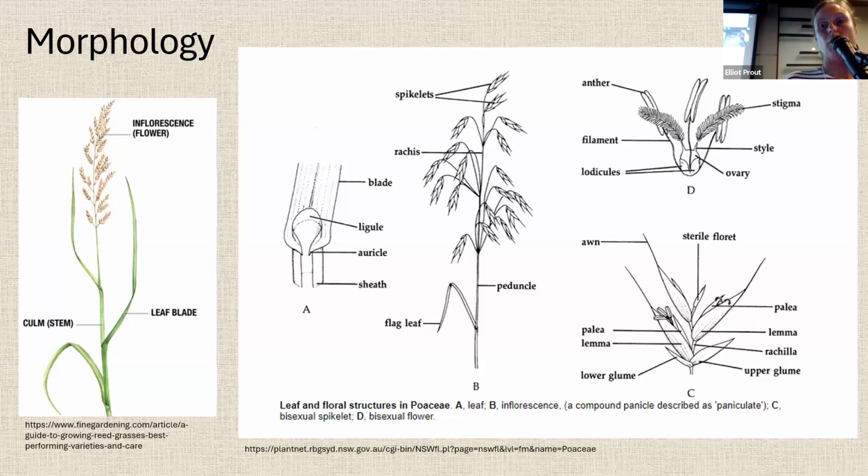We have our male and female parts. We have our ovary, which of course is where our seed comes from. And then we have these little structures called lodicules. The lodicules' function is, when the grass is ready to flower, they swell and help the stigmas and the anthers to exert for that wind pollination that I mentioned.